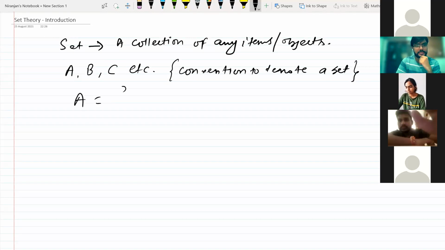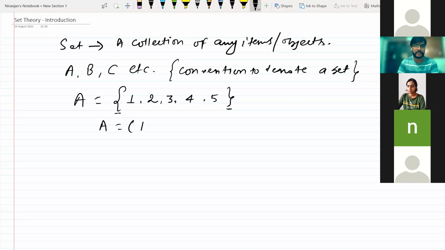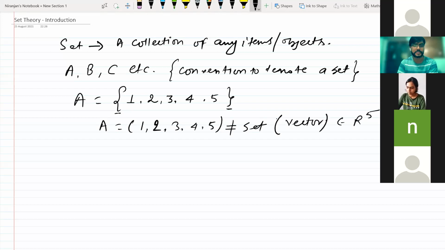Let's take an example. A is a set which has, let's say, 5 elements: 1, 2, 3, 4, and 5. Now, if you look right here, I'm using curly braces. For a set, we use curly braces in mathematics. If I write A as (1, 2, 3, 4, 5) in round brackets, this is not a set, because in mathematics we use this as a vector. This is a vector in R5 space.